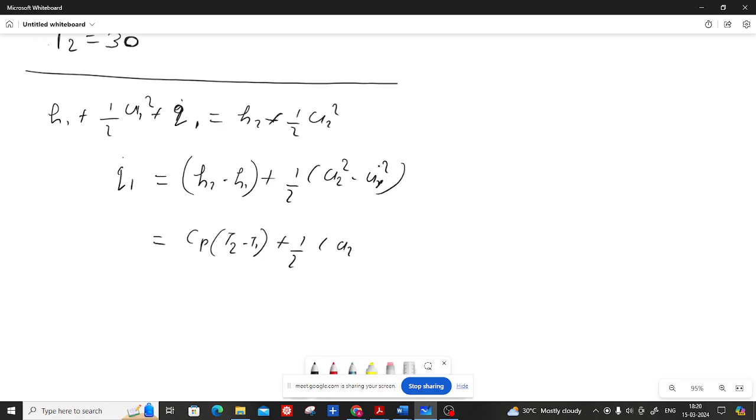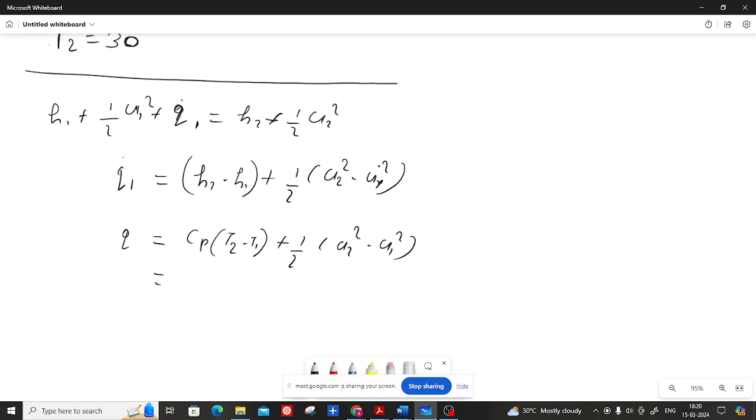Is this clear? There is no doubt here. Simple. So what is Cp in terms of gamma? Can anyone tell? What is Cp in terms of gamma?